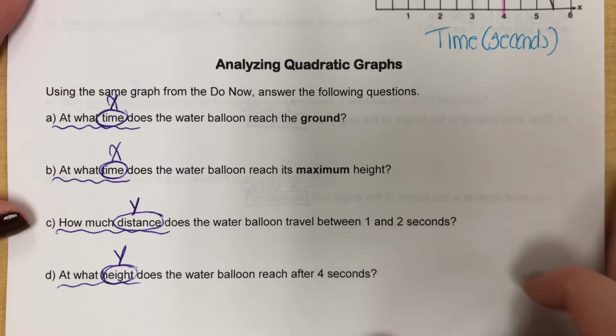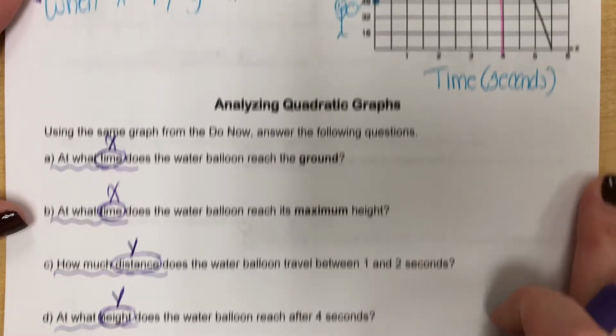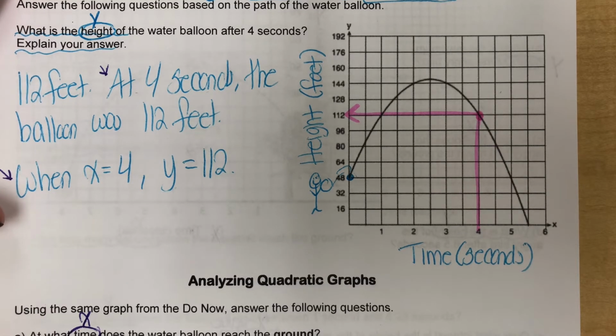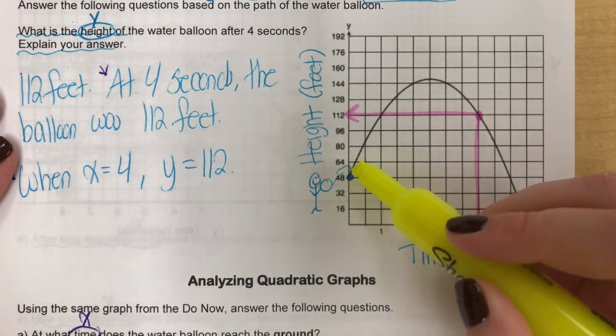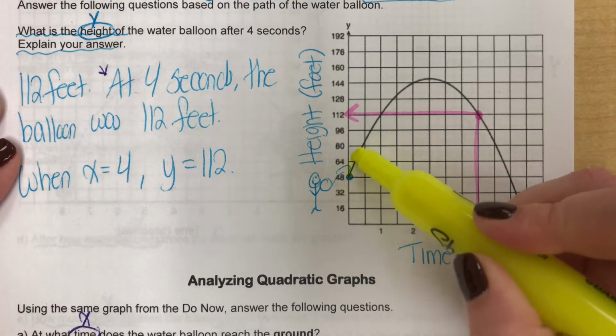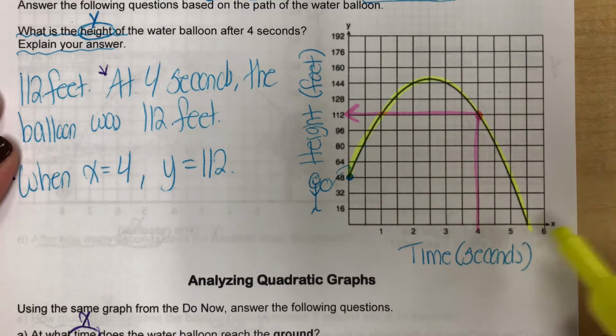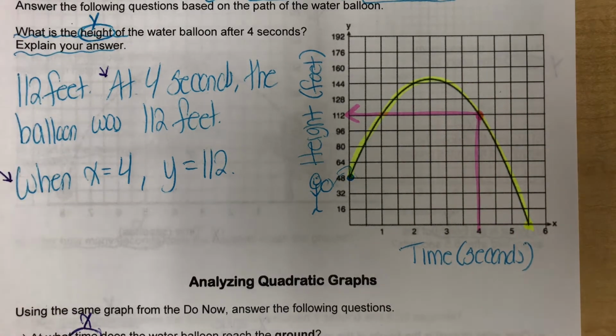It says, at what time does the water balloon reach the ground? Well, if I look at the path of my water balloon, I can see here, let's highlight that out. This is where it starts because I'm holding it, it's in the air. I'm launching it into the air, boom, boom, boom, and eventually, ooh, falls right on the ground. Falls on the ground right over here on my x-axis.